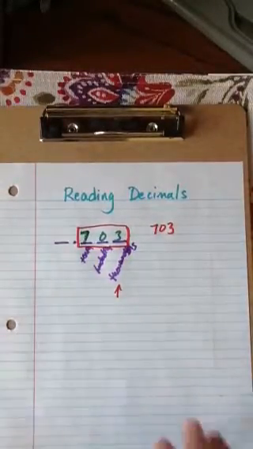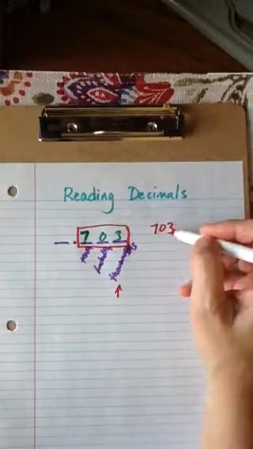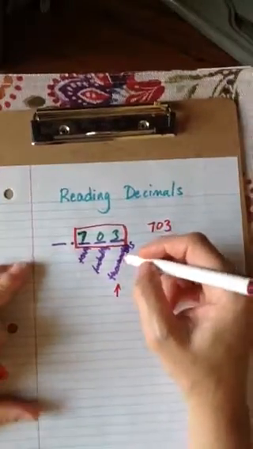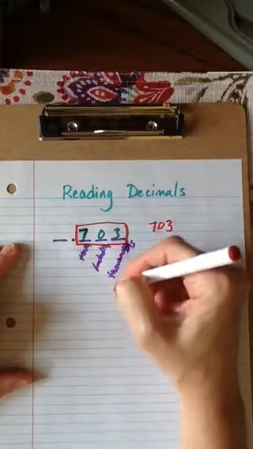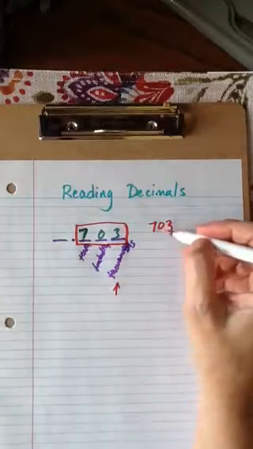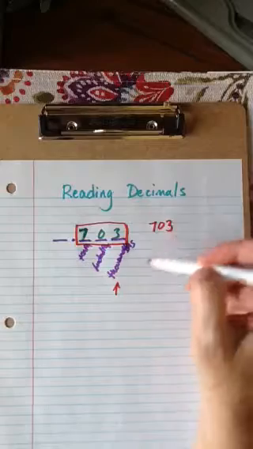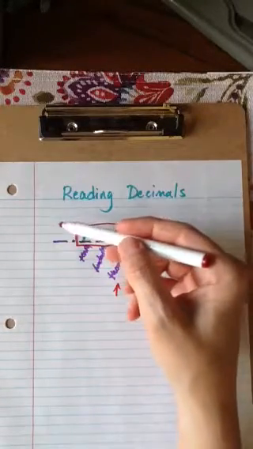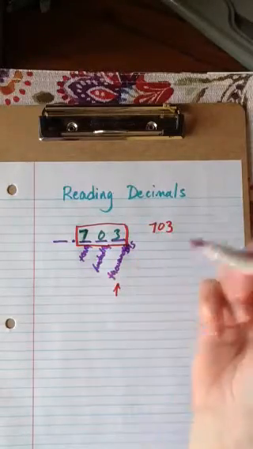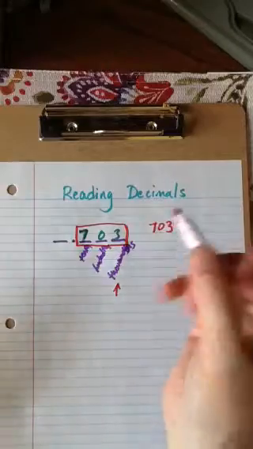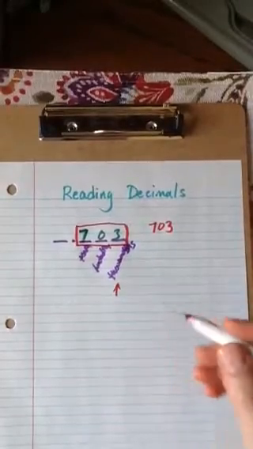First you say the name as if there is no dot: 703. Then you say the name of the last place value spot. The 3 is the last place value spot, and that is in the thousandths. That means 703 thousandths. If a whole were divided into 1,000 pieces, 703 of them would be how much of the whole was left. So 700 out of 1,000 is close to a whole.